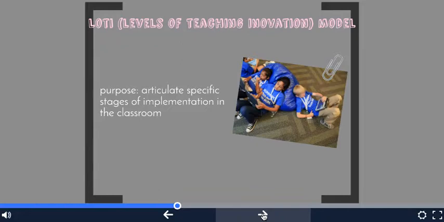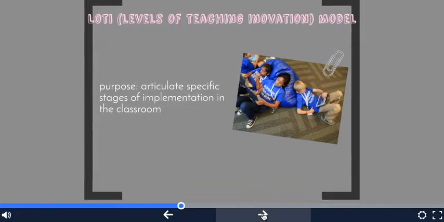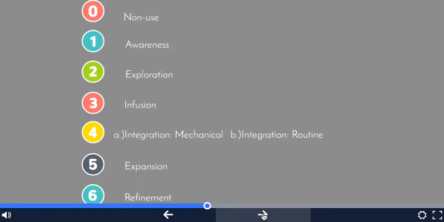So the third one is LOTI, or Levels of Teaching Innovation model. The purpose is to articulate specific stages of implementation in the classroom. It goes from 0 to 6. So 0 is non-use. This is where there is little to no technology implemented in the classroom. Level 1 is awareness. Technology is somewhat integrated but not fully in use by students, so the teacher may be the only one using it mostly.